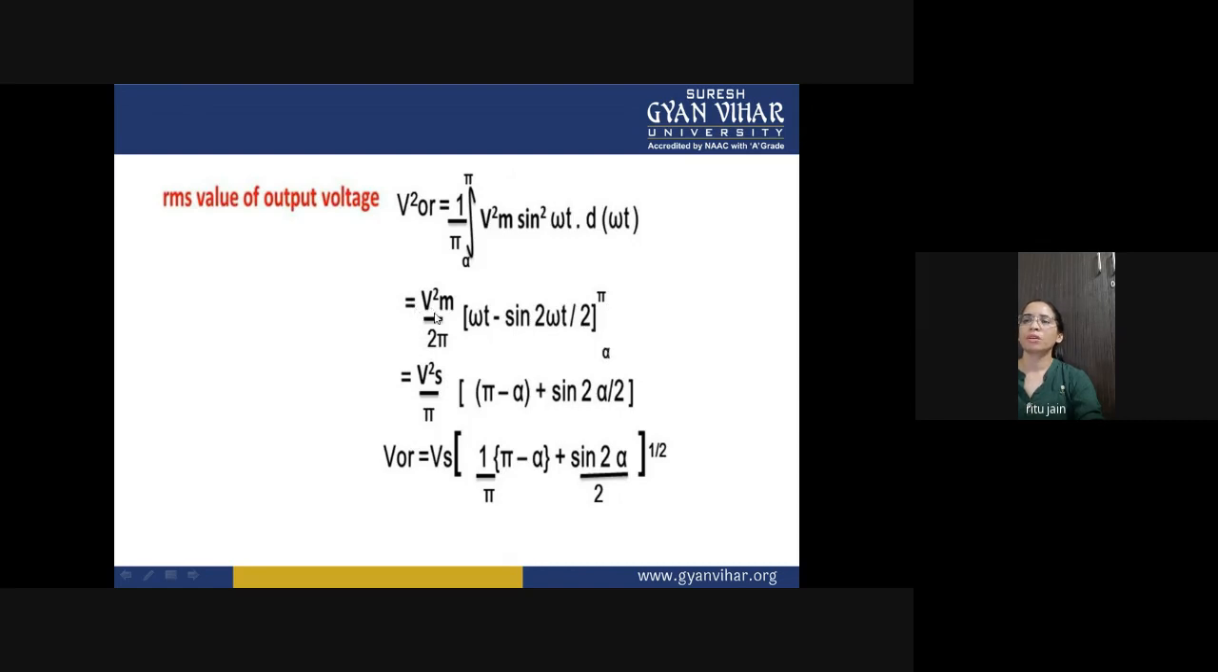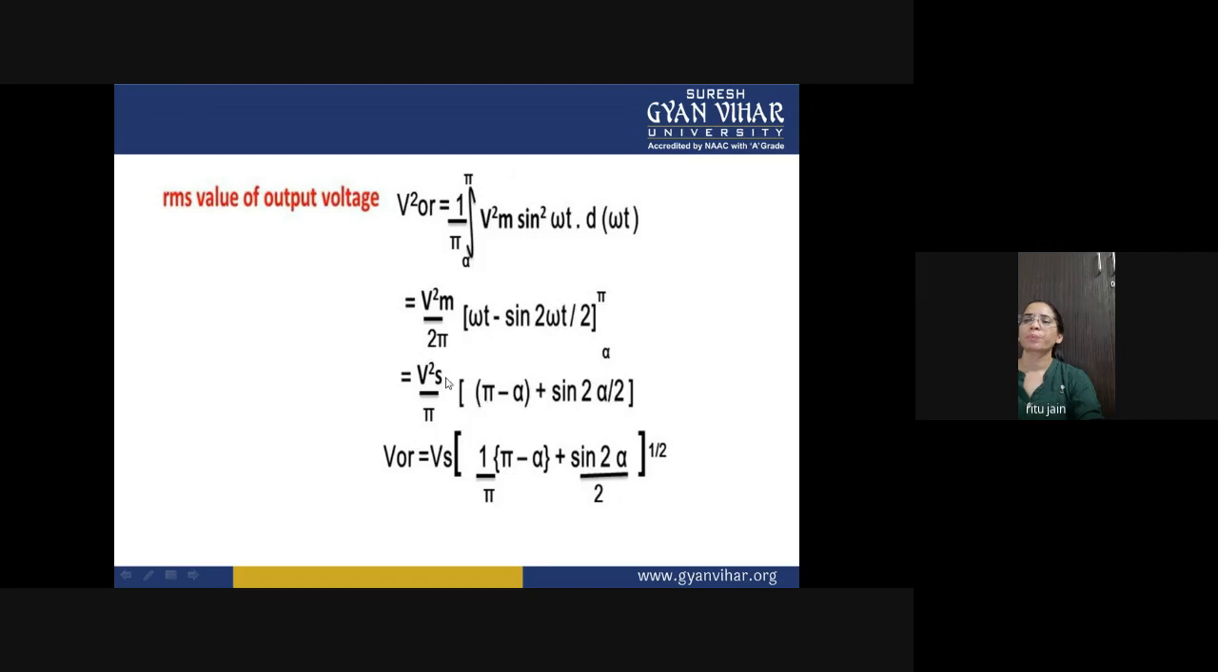So V square m upon pi divided by 2. Now you can put the limits in this equation. At omega t, you can put pi minus alpha minus sine 2 omega t upon 2; you can put pi, pi minus sine 2 pi upon 2 minus sine 2 alpha upon 2. You know the value of sine 2 pi is always 0.